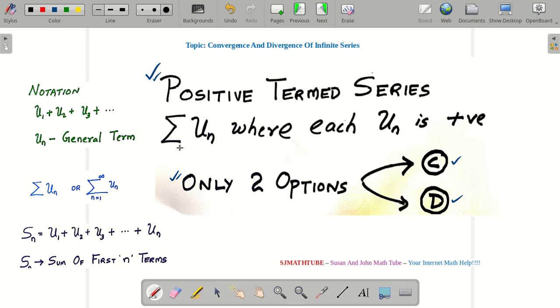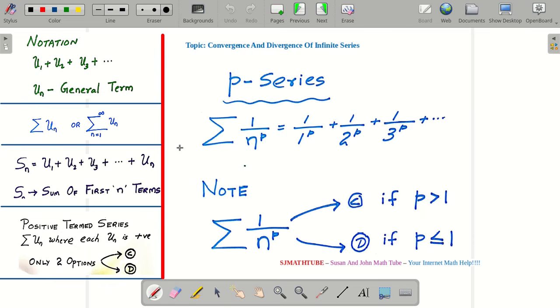Okay, now let's move ahead and learn the techniques to test for convergence and divergence. We have a very important series called the P series. Right now, you can learn the nature of the series without proof, but in one of the videos, I'll be uploading the proof behind its convergence and divergence.